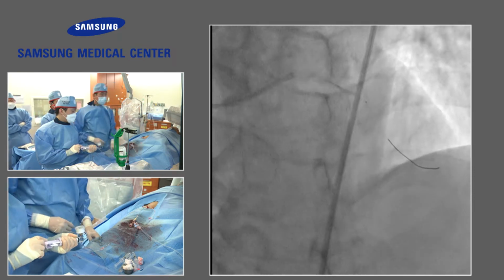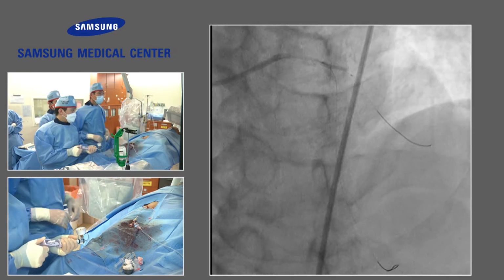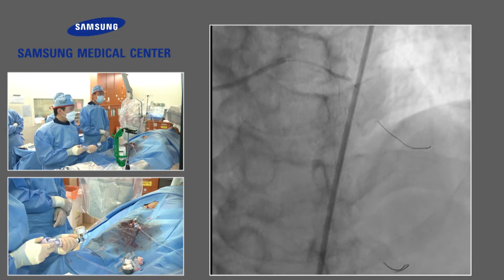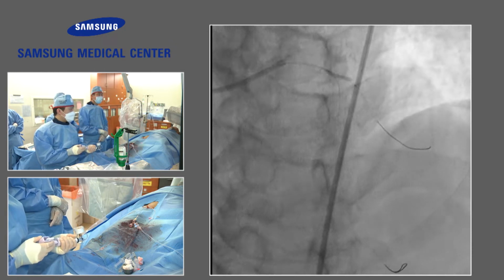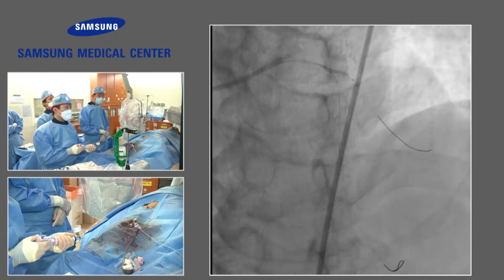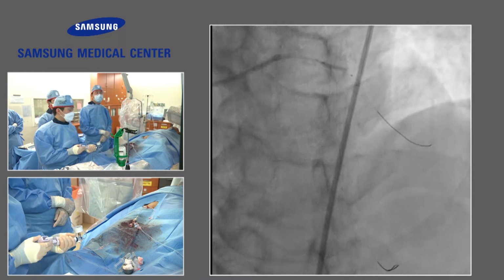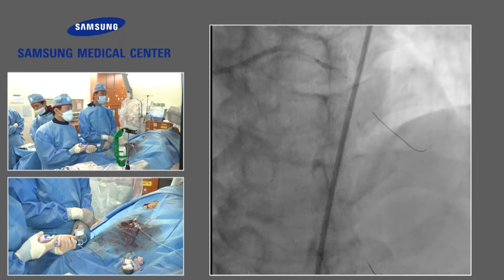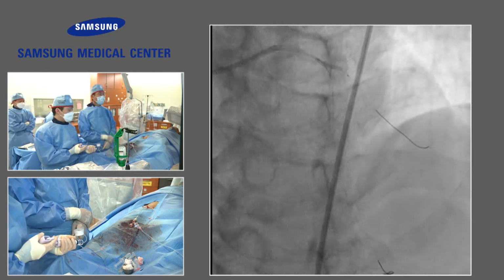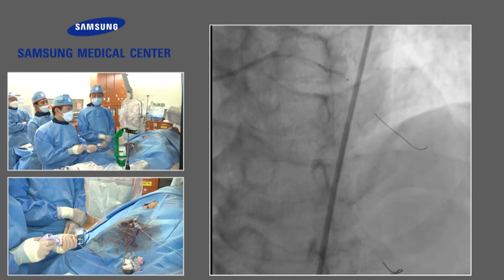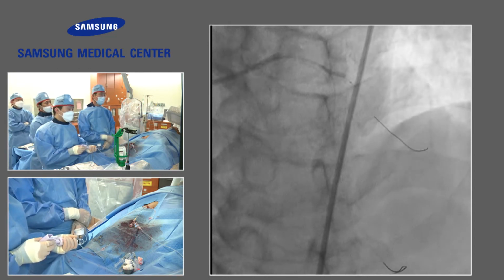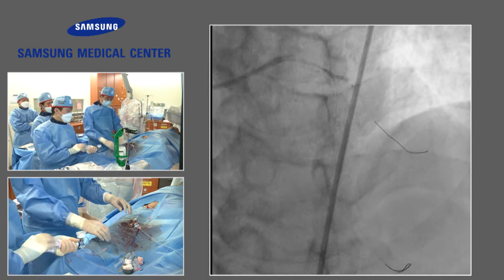A 2.0 balloon. I just like to open it with long inflation, to reduce the risk of dissection actually. Slow inflation, slow, long inflation. Deflation.